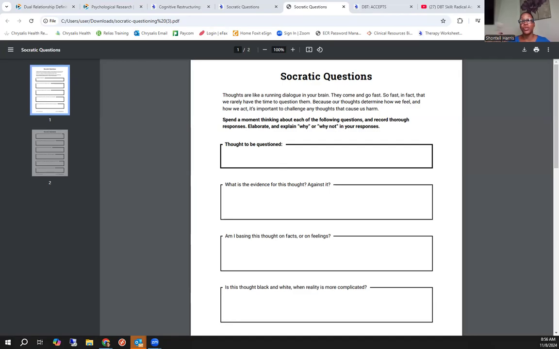Now you do yours. What's your thought to be questioned based on the scenario in your mind of a situation that triggered you, whether it's real or not? Okay. How would you interpret the situation? That's the thought to be questioned.